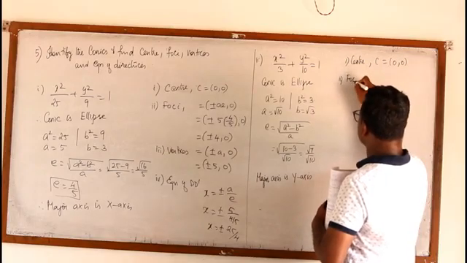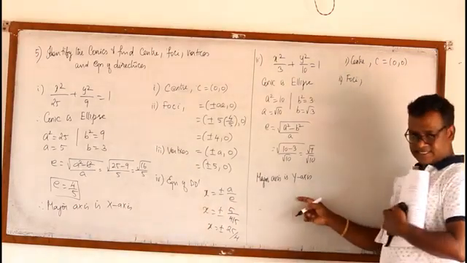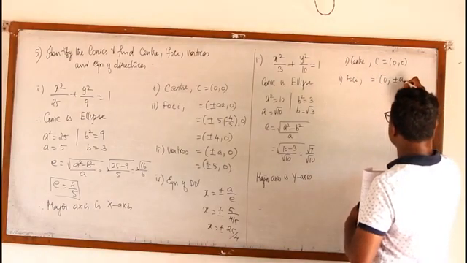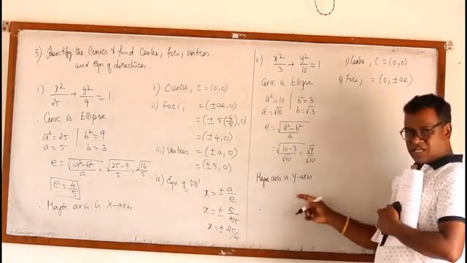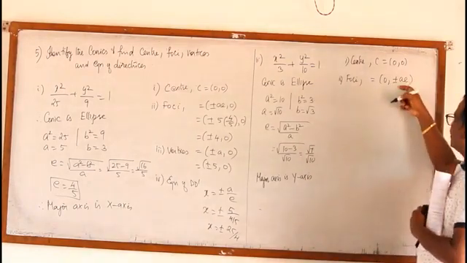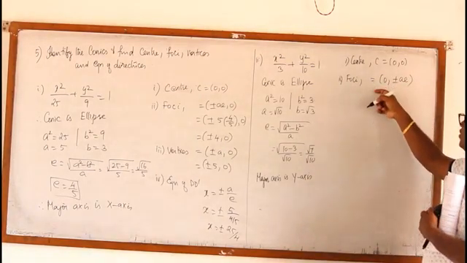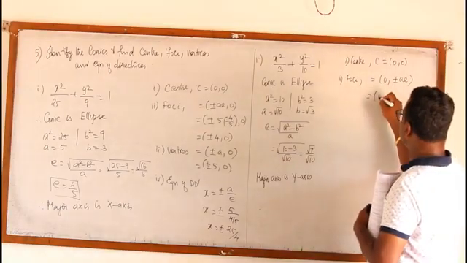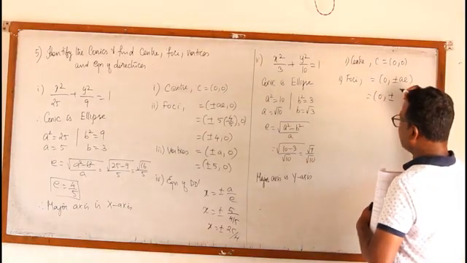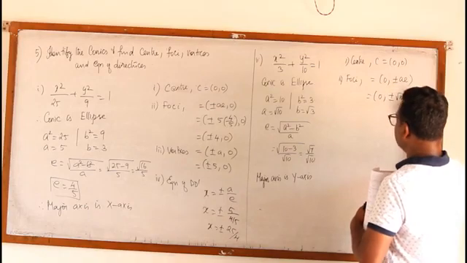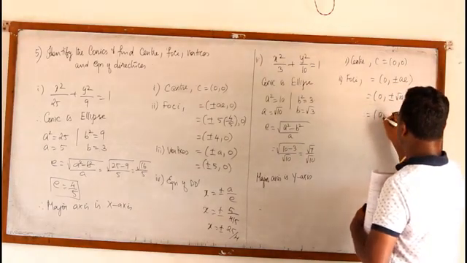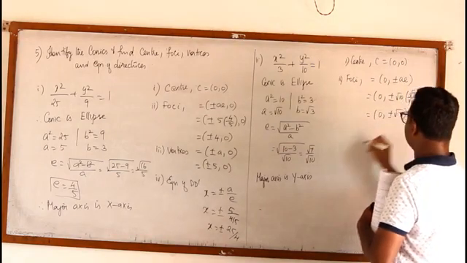Second one, foci. Be careful, the major axis is y axis, so foci is 0, plus or minus ae. Only values for y will be coming. The x value will be always 0 if the major axis is y axis. Therefore, it is 0, plus or minus, a is root 10, e is root 7 by root 10. Therefore, it is 0, plus or minus root 7.